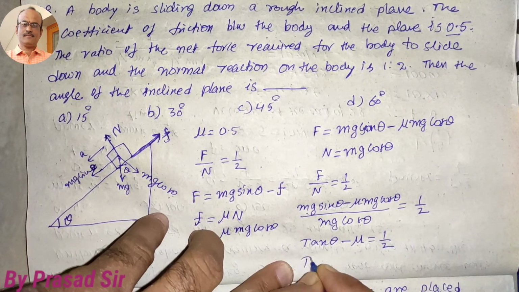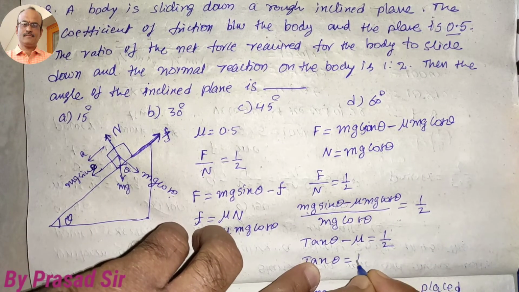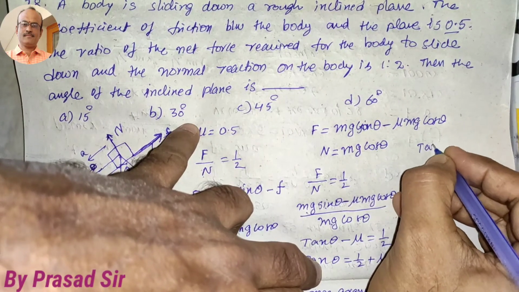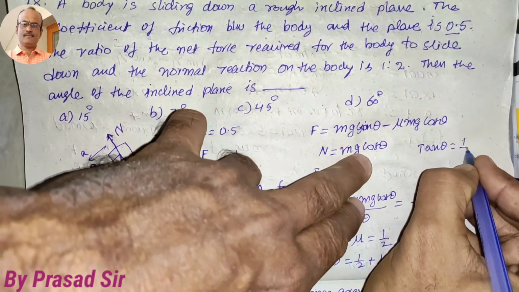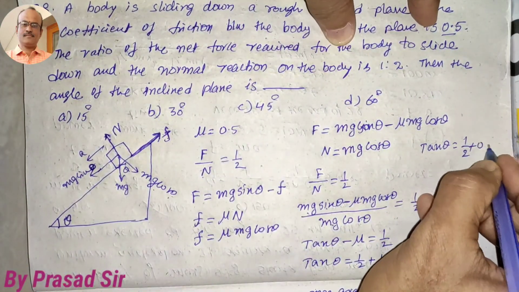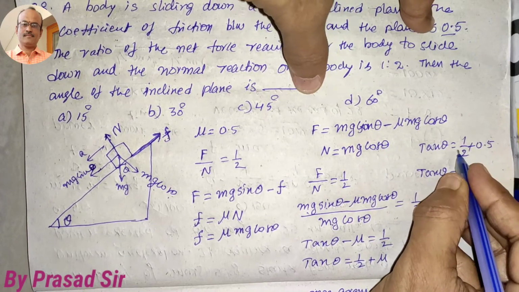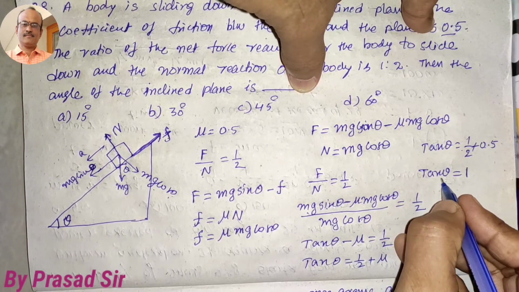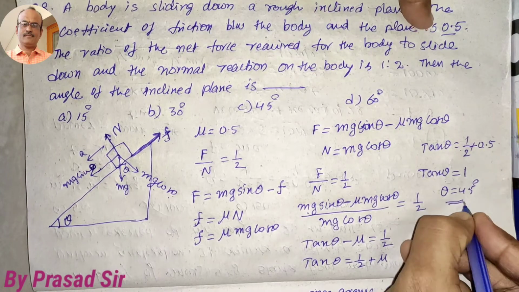But here what happens? Tan theta is equal to 1 by 2 plus mu. Here mu is 0.5, so that means 1 by 2 plus 0.5. Tan theta is equal to 1. So where tan theta is 1, theta is equal to 45 degrees.